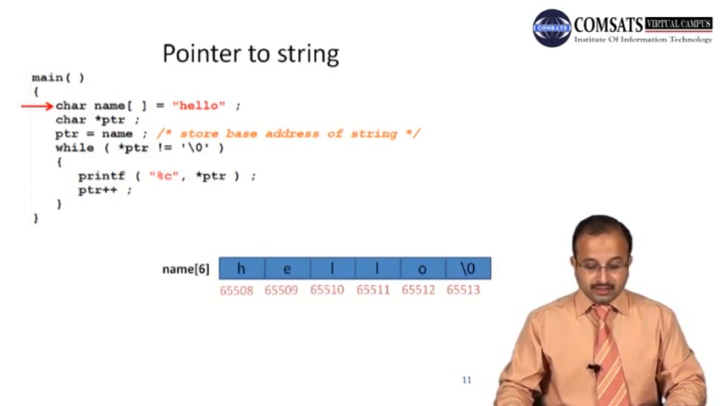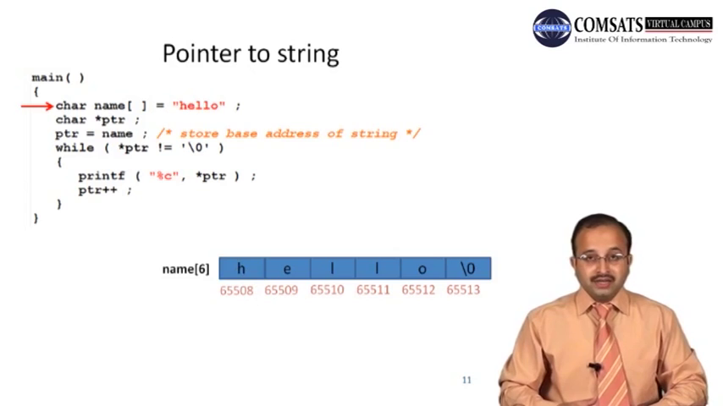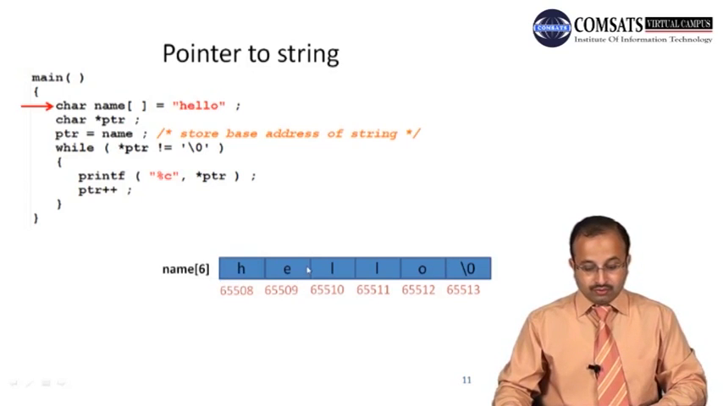byte contains the null character, and you can see the age contains 1 byte. This is 65508. The next byte is 65509. But in the case of integer, there is a jump of 4 bytes, because a single integer value or single floating point value contains 4 bytes of memory, right? So this is the size of the name array. It contains 1, 2, 3, 4, 5, 6 elements or 6 characters. Each character takes 1 byte.